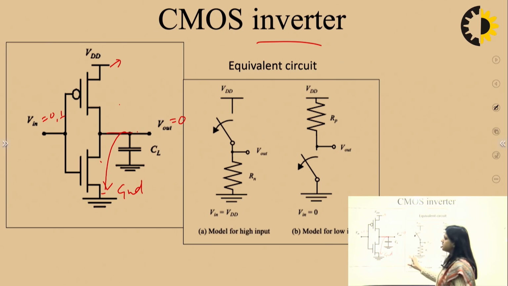From this diagram, this is the equivalent circuit of the CMOS inverter. Both transistors behave as switches. When NMOS is on, it behaves like a small resistance. In case of low input, the NMOS behaves as an off switch and the PMOS behaves as an on switch with very small resistance. So, this is the equivalent circuit of the CMOS inverter for both conditions, input 1 and input 0.